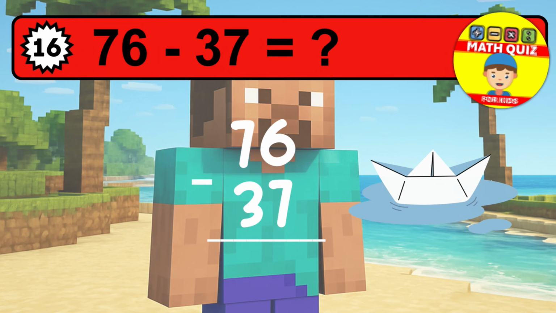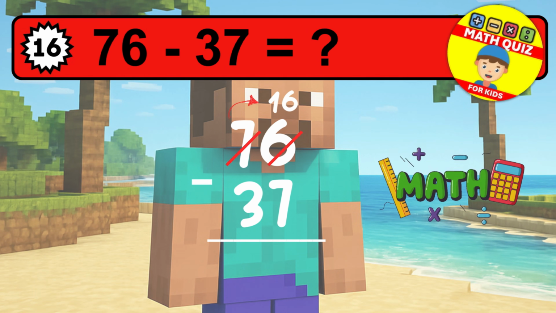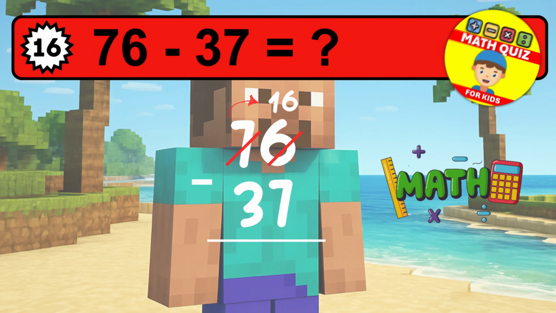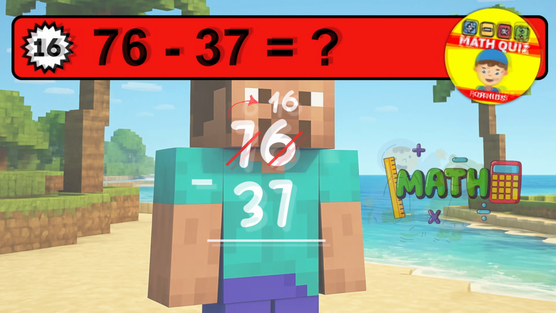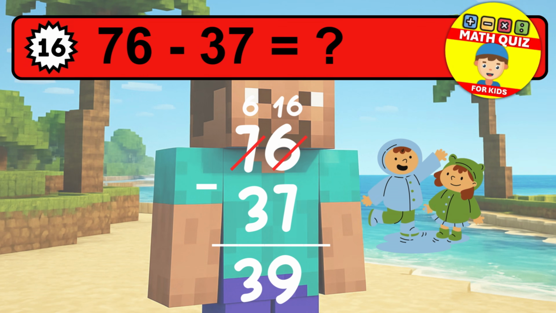Let's solve this step by step. We start with the units. 6 minus 7 is not possible, so we need to regroup. We take 1 10 from the tens column. Now we have 6 tens, and the units become 16.